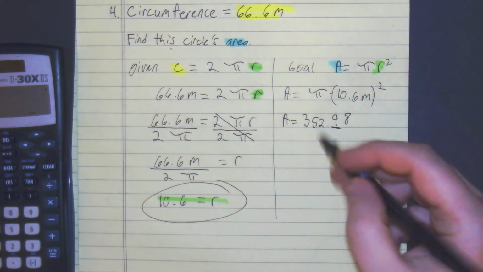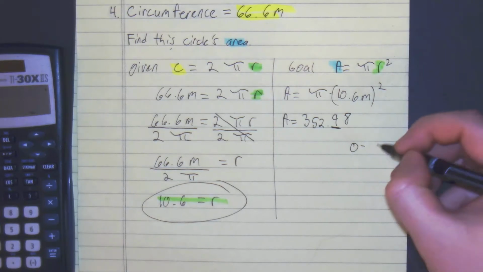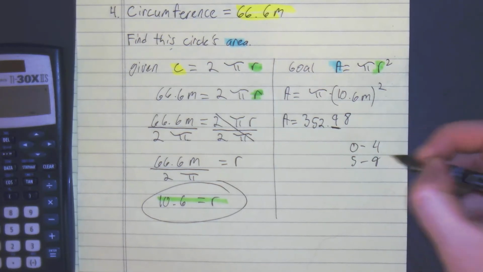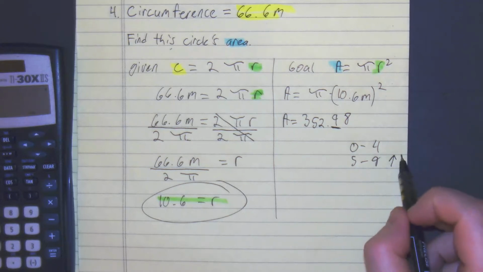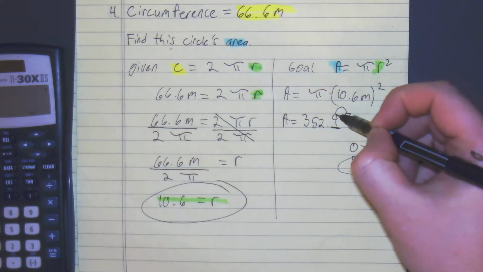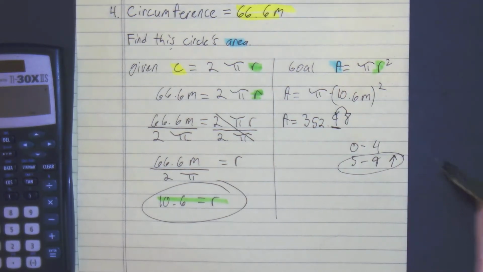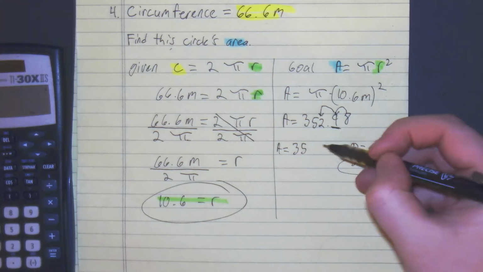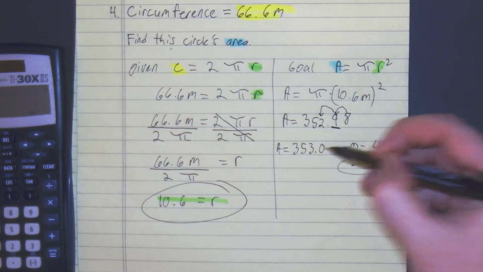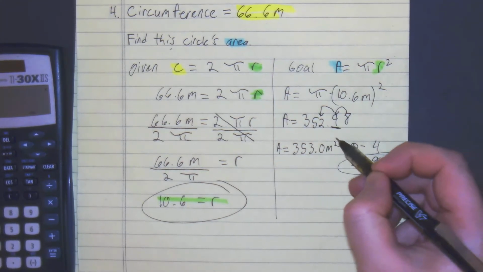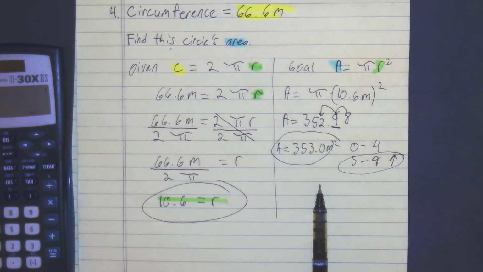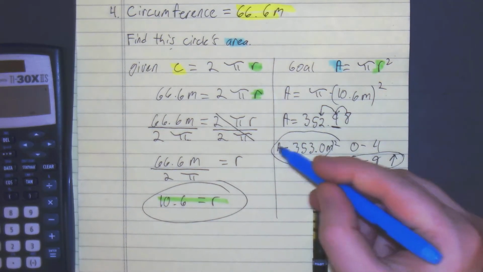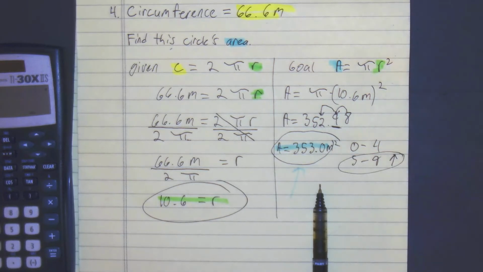And if we're using our rounding rules, that does fall within 0 to 4, 5 to 9. That means it's within the 5 to 9, so we're going to round it up. Well, there's nothing after 9, so we have to actually round it up over here. So your final answer in actuality is 353.0 meters squared. So we found the area. That was the goal. We're good to go. All right?